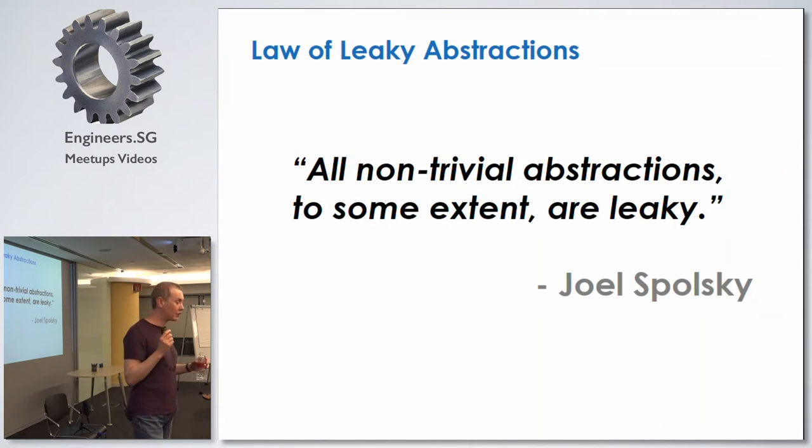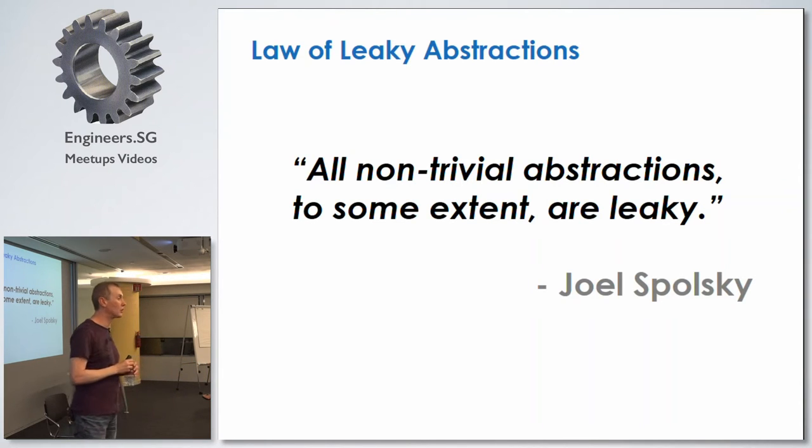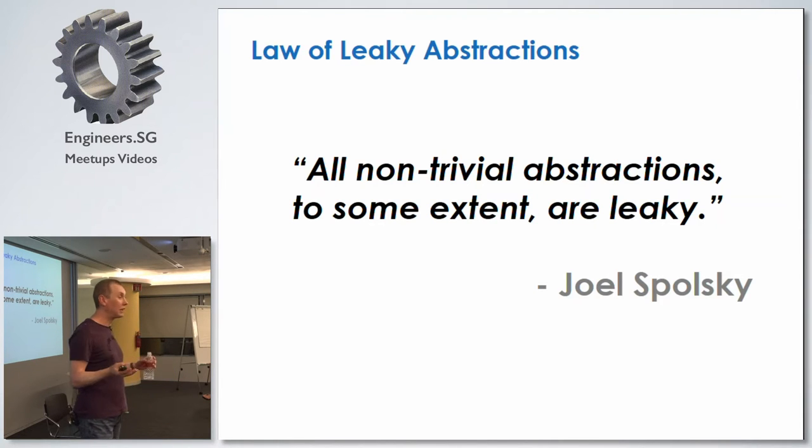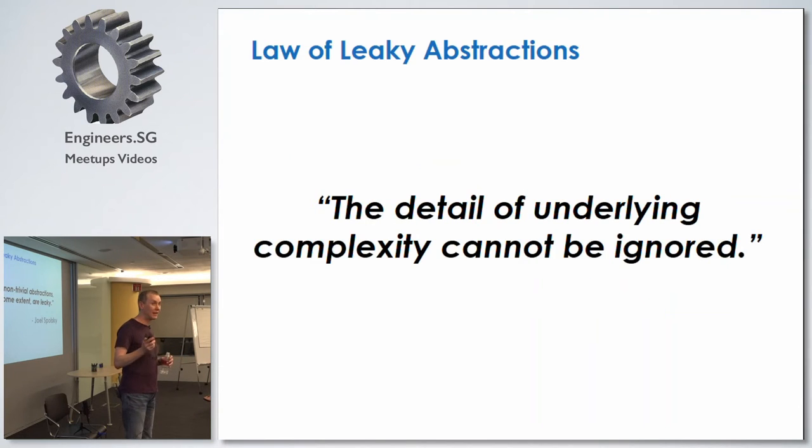Now, it's interesting. We have these laws on abstraction. I presume everyone's heard of Joel Spolsky, the FogBugz guy, who used to run an Excel team. He came up with the law of leaky abstractions. What he's saying is that all non-trivial abstractions are to some extent leaky, because the detail of the underlying complexity cannot be ignored. This is just an example of the wrong abstractions. It's not that our abstractions are leaky. People are creating the wrong abstractions, and as a result, they're leaky. They're papering over the cracks. This is a smell of what the industry is doing.